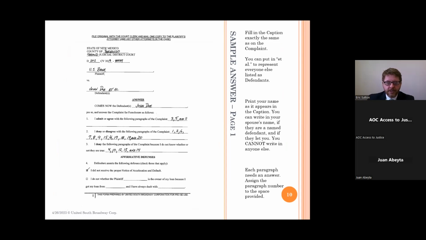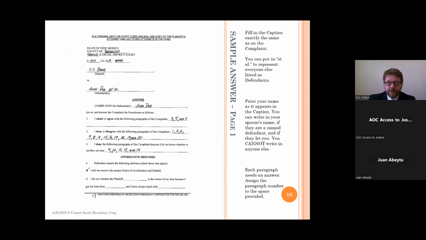So here's a sample answer that United South Broadway has that we give to borrowers that we help. And the answer section, we do it very simply. We generally just say admit or agree with the following paragraphs and refer to them by number, as we talked about before. And then there's the part where they don't know whether or not those paragraphs are true.